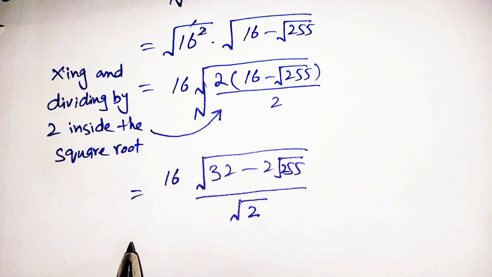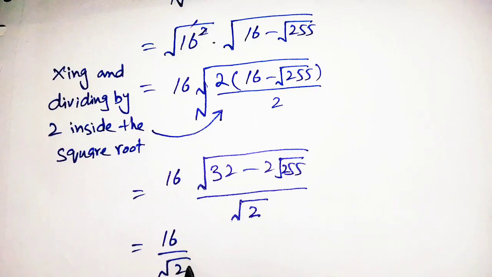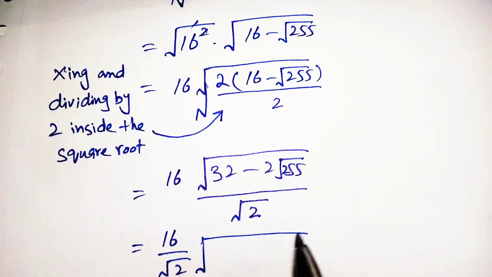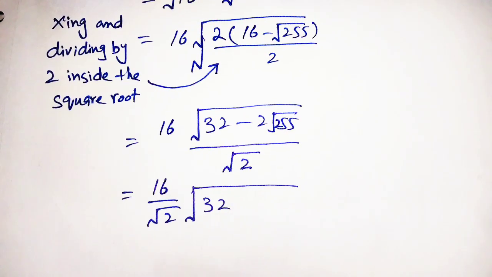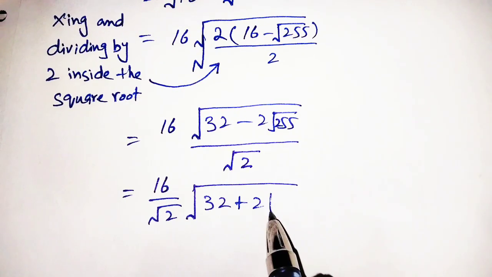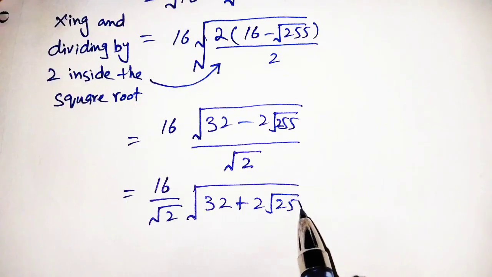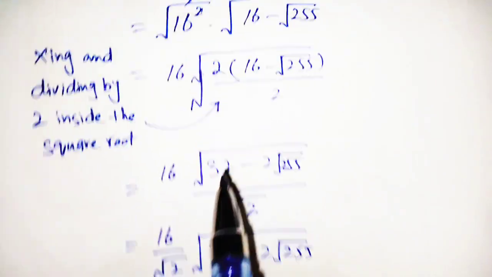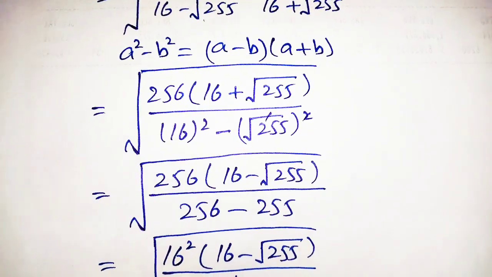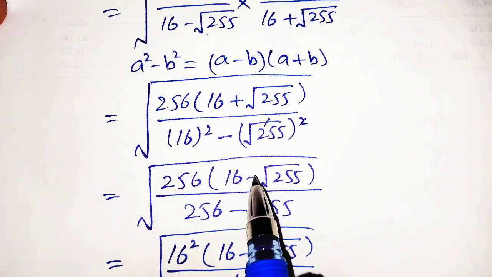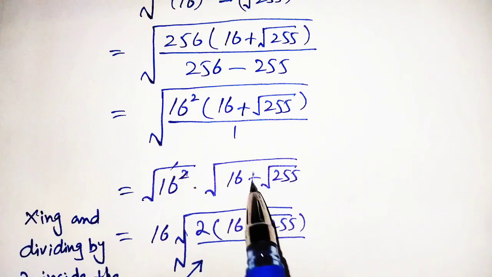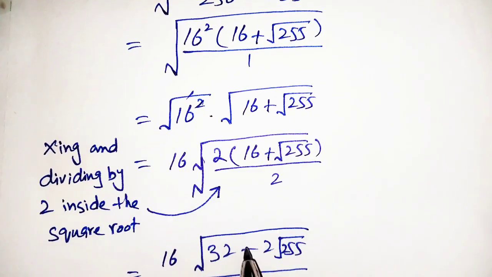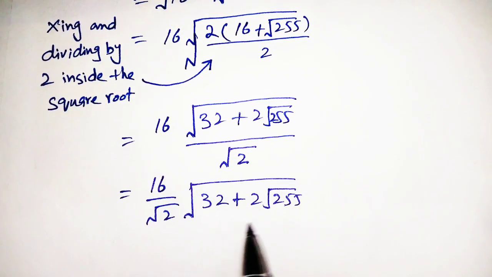Now this will become 16 divided by square root of 2 times square root of 32 plus 2 times square root of 255. Here there is a plus term, from here there was a mistake, this is plus, so it will be plus, and here also a plus. So this is the positive term here.